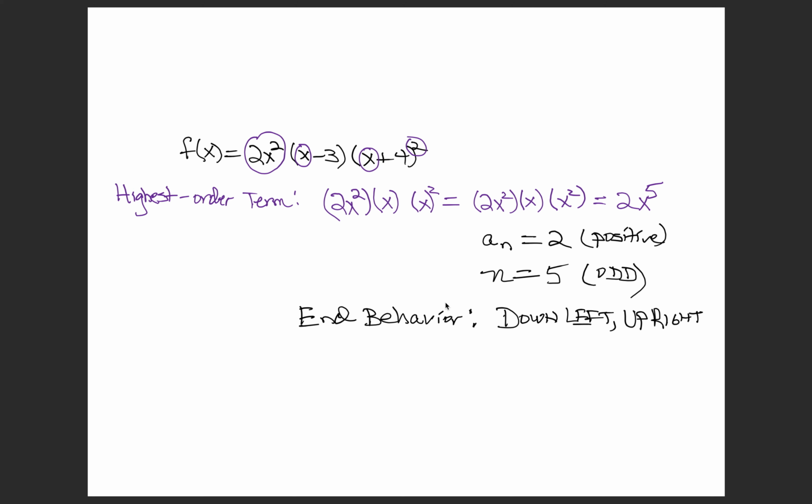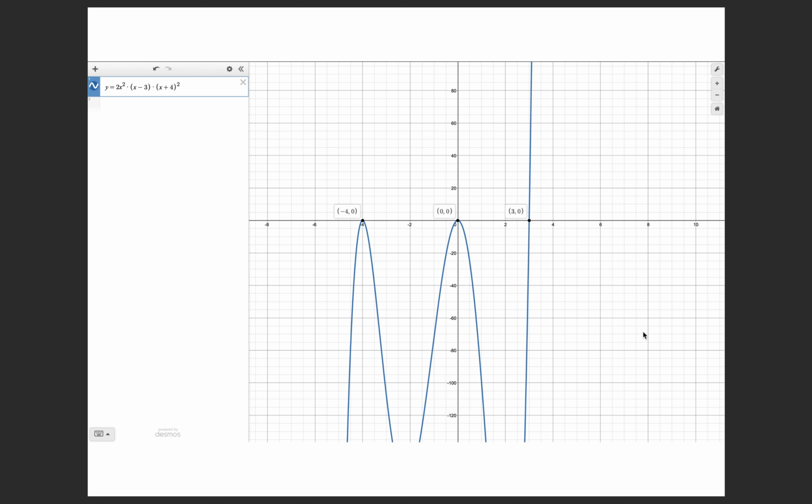So for the end behavior, whenever you have a positive leading coefficient and an odd-powered function, you have down to the left and up to the right. So in looking at the big picture, again, with the end behavior, you have down to the left and up to the right.